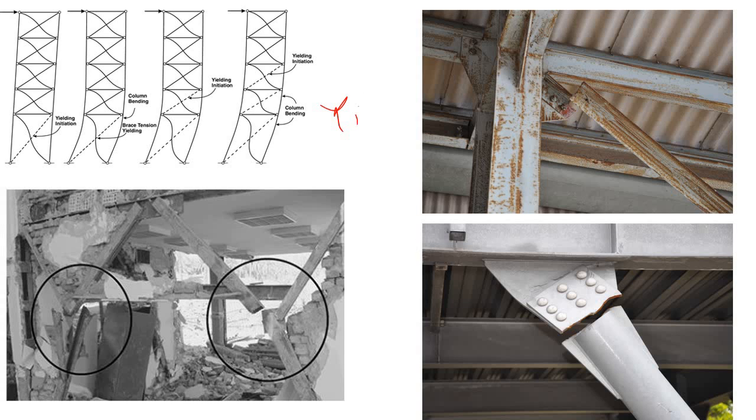Okay, first one is the yielding, second one is your rupture. Okay, and all of this can happen to the member itself. As in this picture you can see, here a rupture has occurred in this member itself.